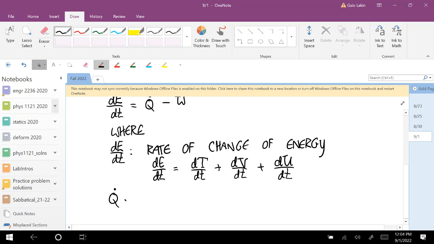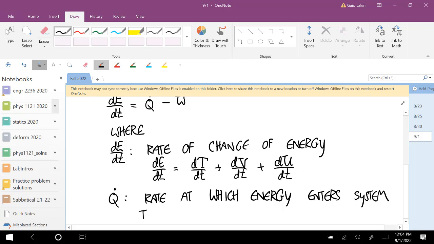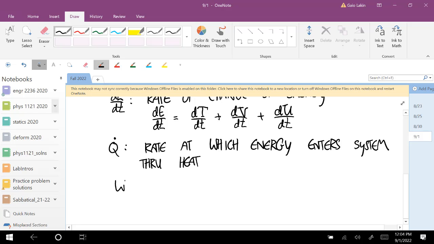And Q dot is the rate at which energy enters the system through heat. And similarly, W dot is the rate at which energy leaves the system through work.